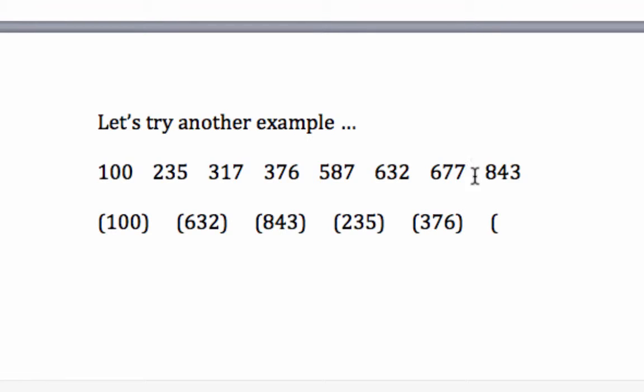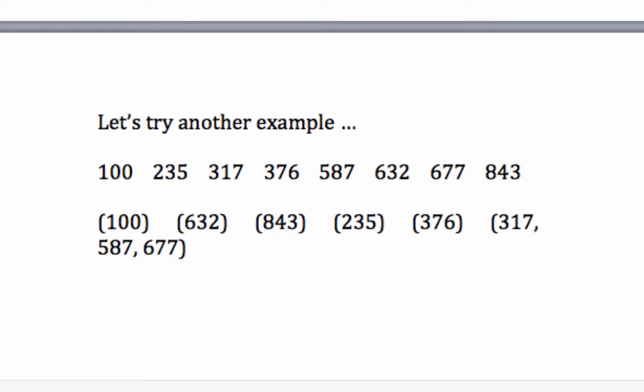And my next group is the numbers that end in 7, and I see that there are 317, 587, and 687. So there are 3 of them. So it's going to be 317, followed by 587, followed by 677. And then I'm done because there are no numbers ending in 8 or 9.